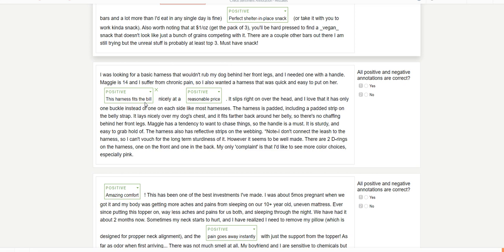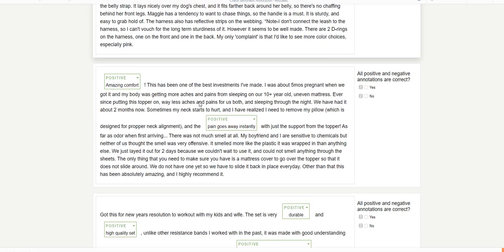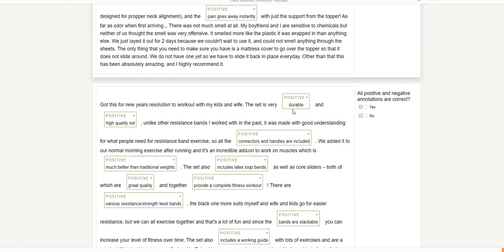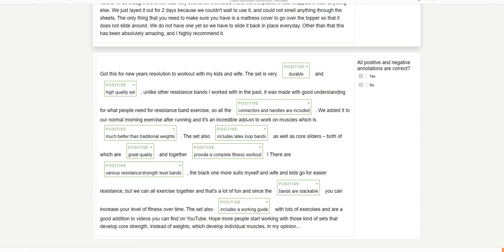"This harness fits the bill. Reasonable price." This is yes. "Amazing comfort. Pants." Okay, this one is yes as well. Positive. "It's durable." Yeah, that is one word, but it is a characteristic of the product. "It's durable, high set quality, connectors and handles are included, much better than traditional weights, includes latex loop bands, great quality, provide complete fitness workout, bands are stackable." Okay, that's a yes.